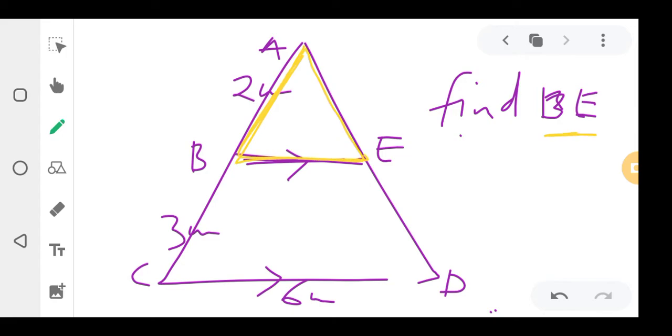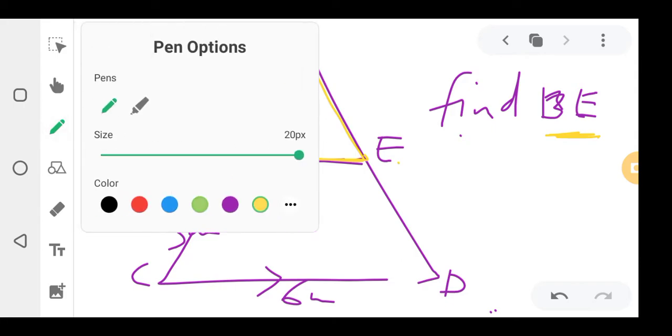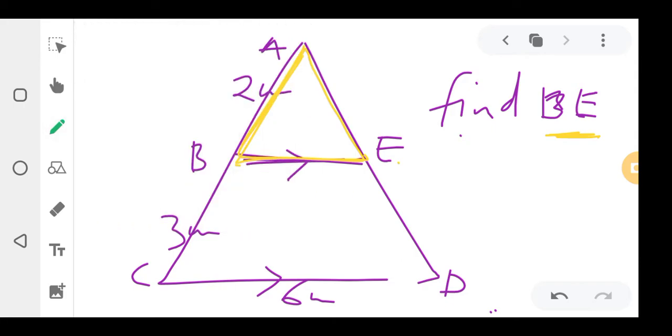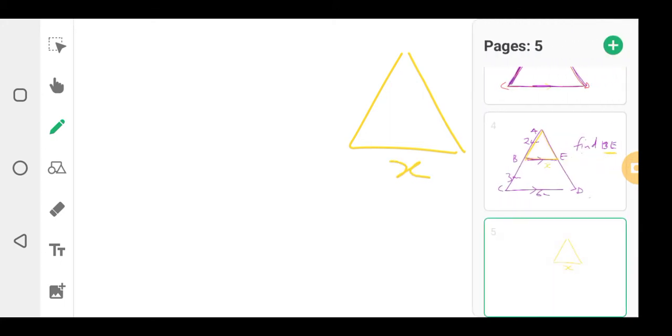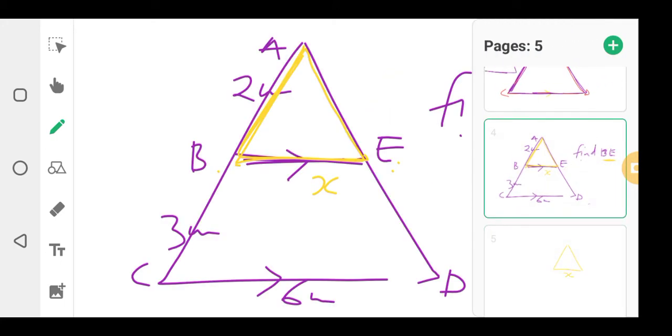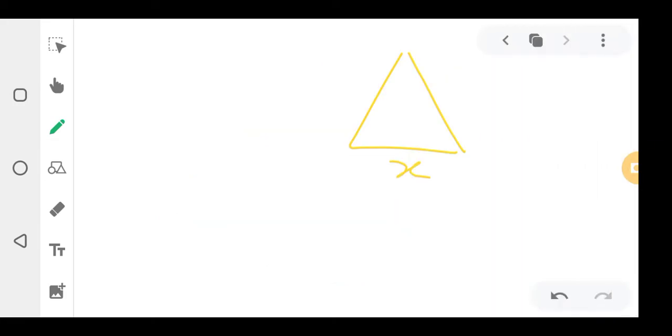First, I find what BE is. BE is this one, so BE is X. I'll name it X here because I don't know it. It's from here to here. So first I split that triangle, then I draw it separately on top. This triangle has X on this side, and this side has 2.